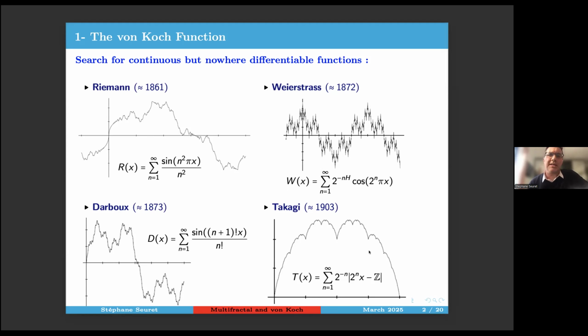It's quite interesting that, of course, in this slide we can see the graphs of the functions. But at the time, they had no computer, so they could not really see what the graphs looked like. In particular, if Riemann had a computer, then he could have guessed that his example was not a good one, because you can see at one that the function is differentiable.